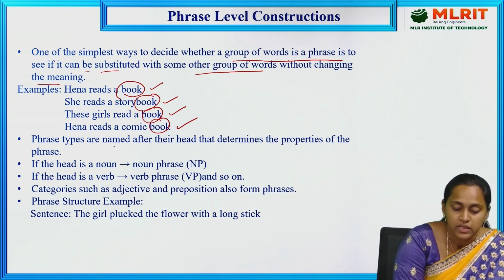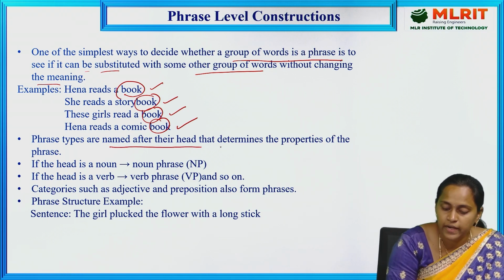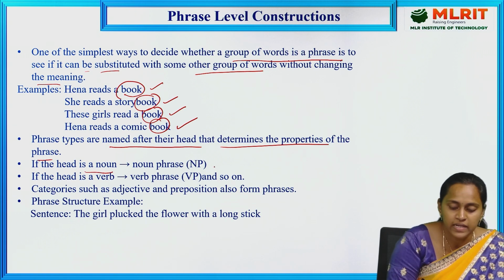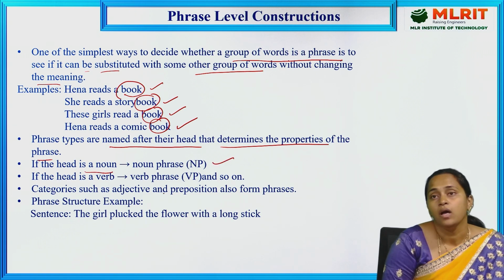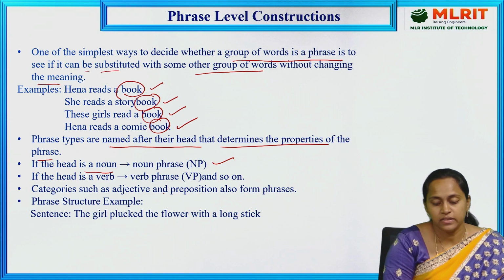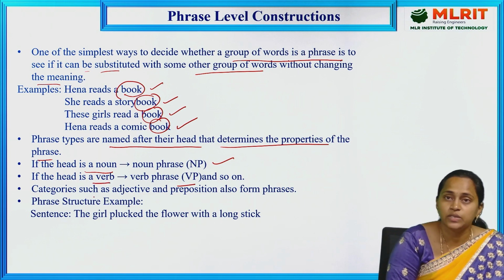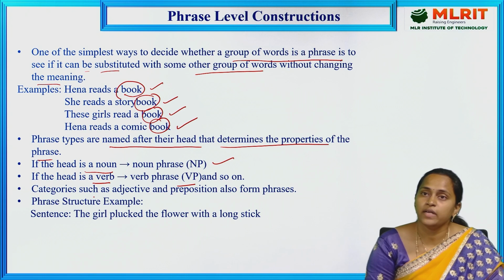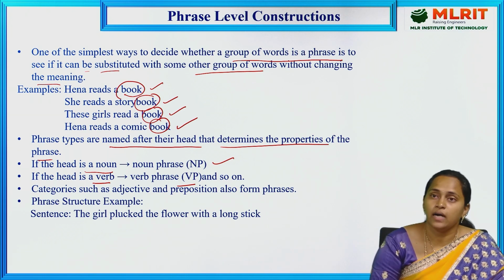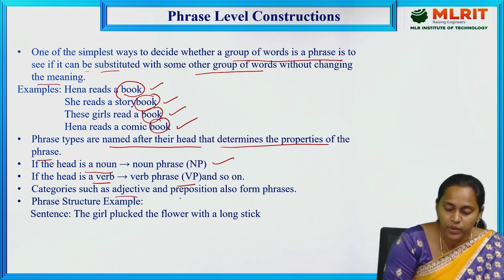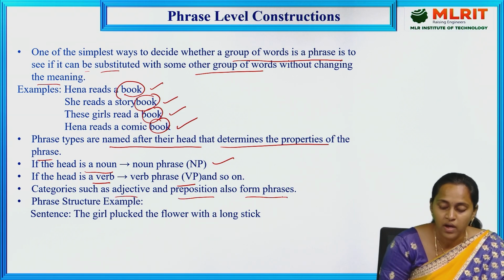Phrase types are named after the head, which determines the properties of the phrase. If the head is a noun, it is a noun phrase. We already know that non-terminal nodes are in uppercase, like NP for noun phrase. If the head is a verb, it is a verb phrase, and so on. Like that, we can define noun phrase, verb phrase, the determiner. Categories such as adjective and preposition also form phrases.